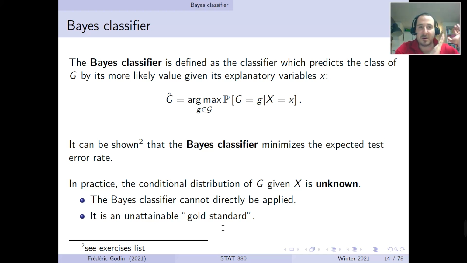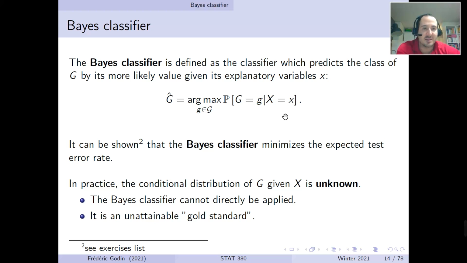So it seems we're done, we've solved our problem, but really we haven't, because in practice these conditional probabilities are unknown. In practice, if you have the features or explanatory variables of an observation, you don't know the true probability of being in each class. So we cannot use the Bayes classifier, but what we will need to do is to try to estimate these probabilities so as to try to mimic the Bayes classifier.